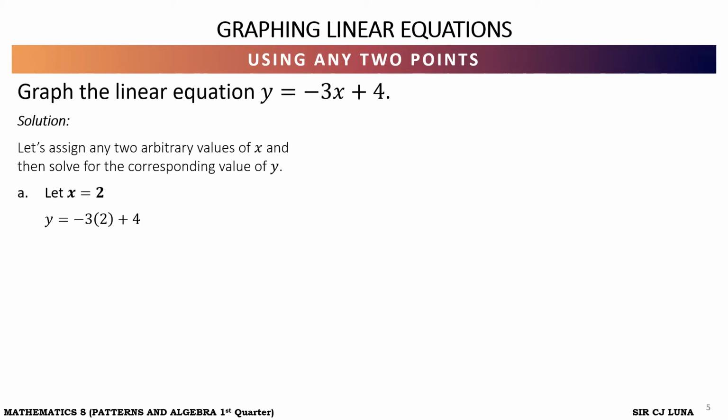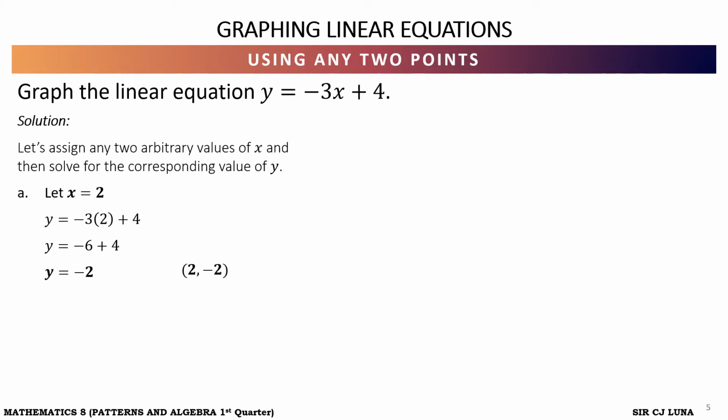So we have now y equals negative 3 times x. Your x is 2, so times 2 plus 4. Then you have to simplify. Negative 3 times 2 is negative 6. And then we have plus 4. So negative 6 plus 4 is equal to negative 2. That means, if your x is positive 2, the value of y is negative 2. So, ang first point natin ay 2, negative 2.